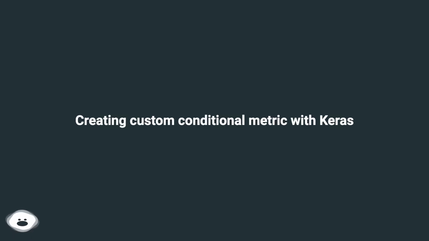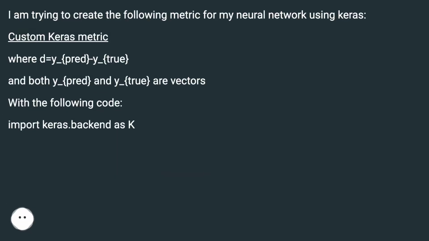Creating custom conditional metric with Keras. I am trying to create the following metric for my neural network using Keras. Custom Keras metric, where d equals y_pred, y_true, and both y_pred and y_true are vectors.